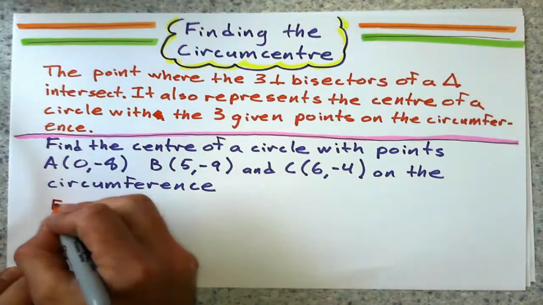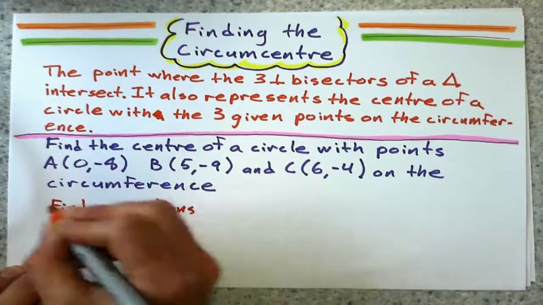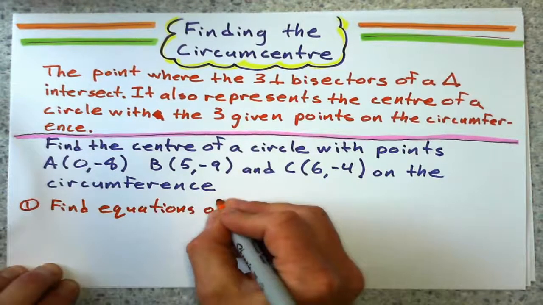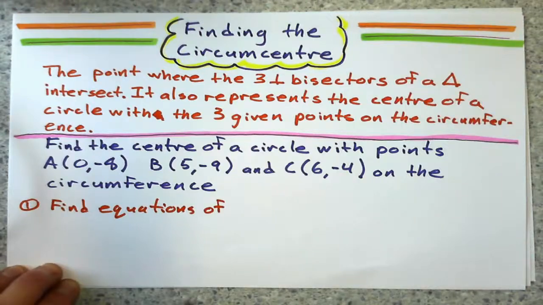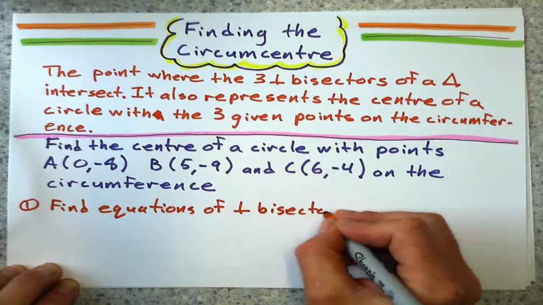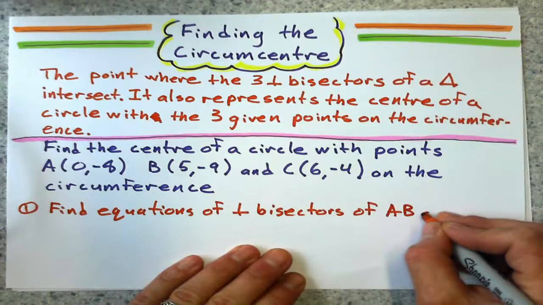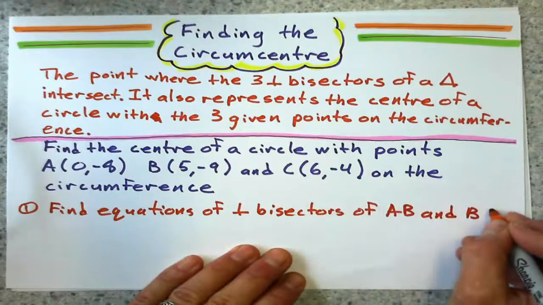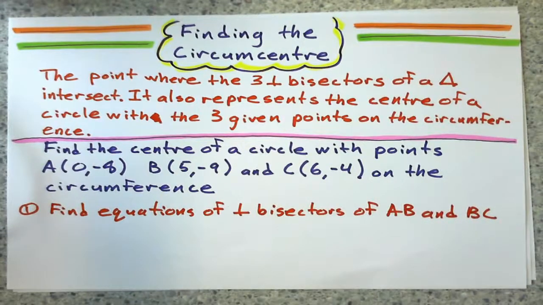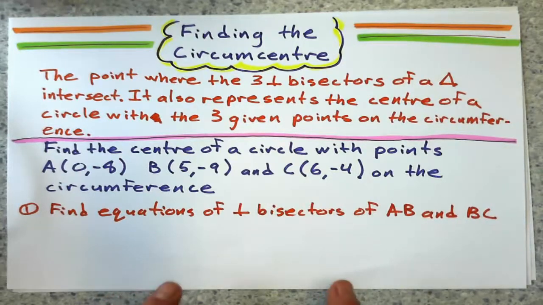My first step is going to be to find the equations of the perpendicular bisectors. Find equations of perpendicular bisectors of, I'll just pick AB and BC. Okay, and there's quite a lot of steps in that. Once I find those equations of the perpendicular bisectors, I solve them with simultaneous equations, and the solution to that is the center of the circle.